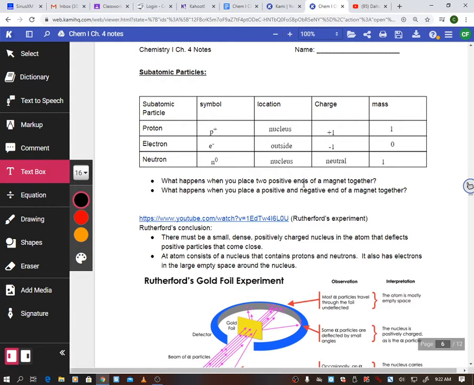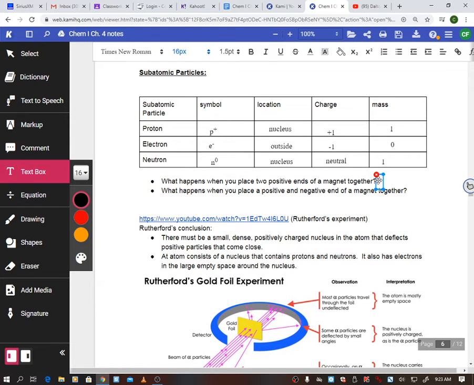Okay, so what happens when you place 2 positive ends of a magnet together? Guys, think about that. If you put 2 positive ends of a magnet together, they will push apart. Now, in class, I'm going to do something where you put 2 pieces of tape on the desk and stick them to the desk, and then you pull them both up, and when you try to put them together, you'll see them bend away from each other. It's almost like when you try to put 2 magnets together and they push away. So that's what is going to happen here. They push apart.